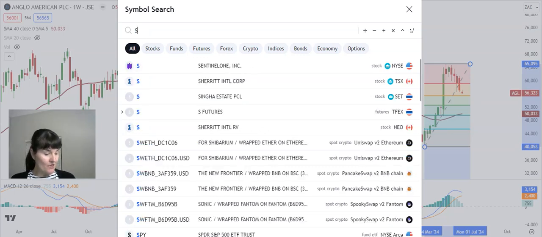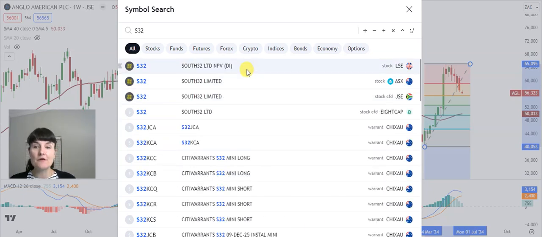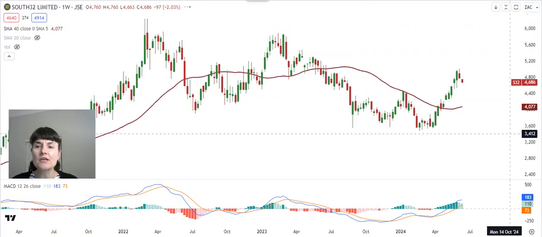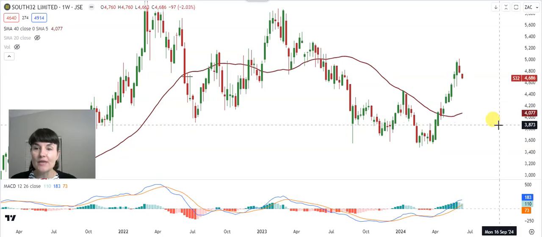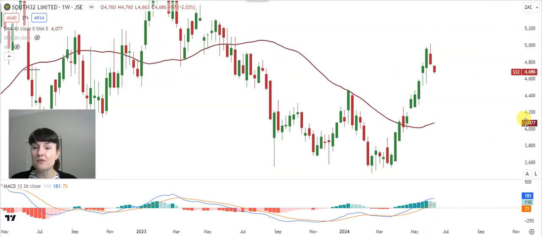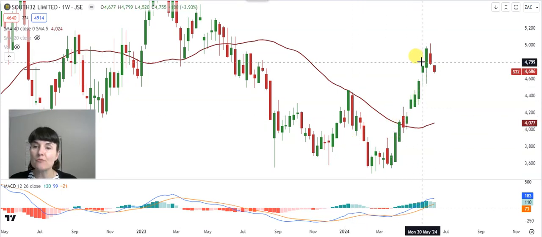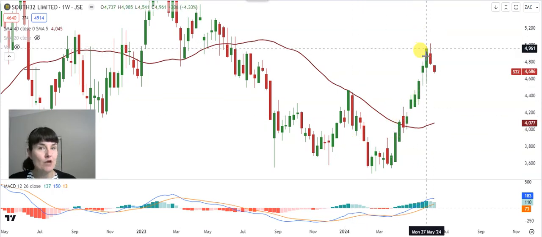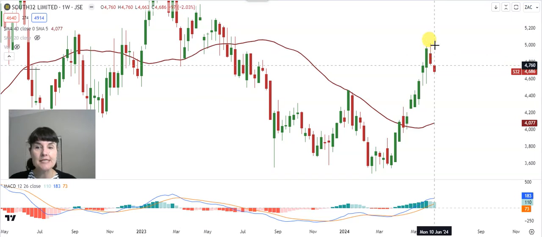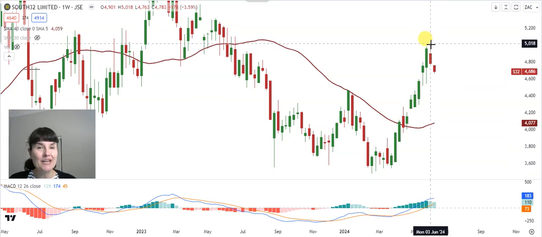The second one on our list here is South 32, ticker on our exchange S32, and we can see last week's candle is a beautiful example of a shooting star, right? The rally in the share price is visible. The share price has stopped making new highs. I've got a candle with a long shadow at the top.